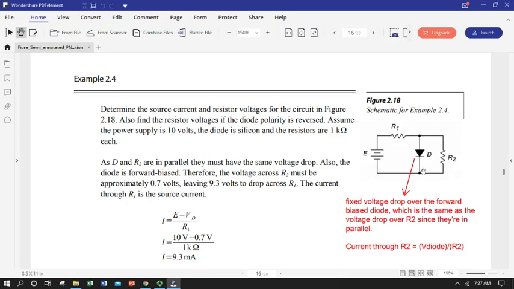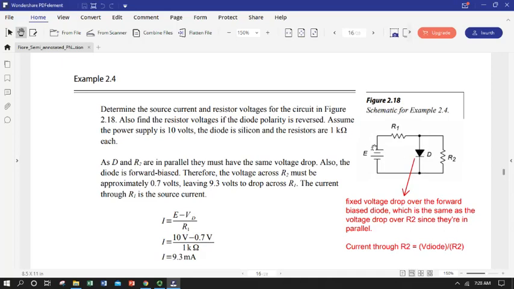So we have our diode D and our R2 in parallel. What's the definition of parallel? What makes something be in parallel? Same voltage drop, right? Okay, what's the voltage drop over a diode? Well, it's equal to the forward bias voltage of the diode. So what kind of diode is it? It's silicon. So that means it's going to have a forward bias voltage drop of 0.7. Oops. Let's make sure it's oriented in forward bias.